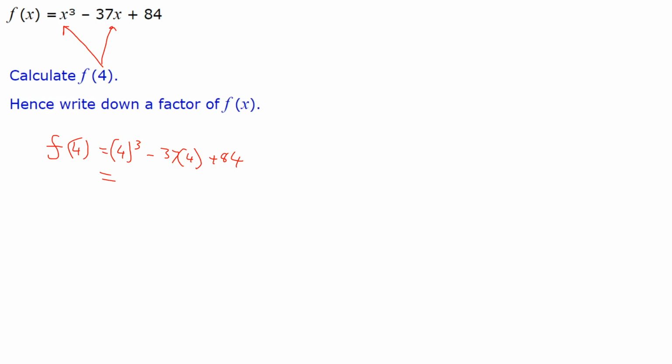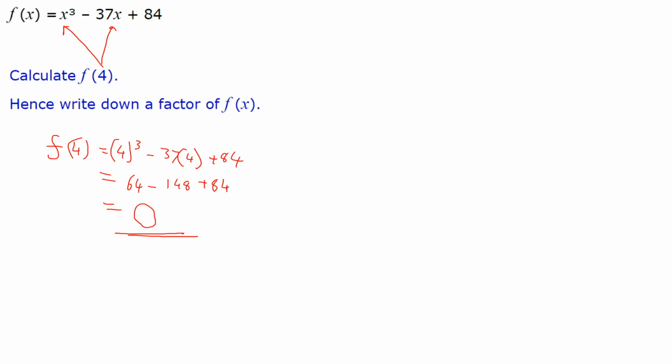So 4 cubed is 64. 37 times 4 is going to be, minus is going to be minus 148. And then plus 84 at the end. And when you add those numbers up together, we're left with an answer of 0. And whenever we do the factor theorem, this is what we're after. We want 0 as an answer. Okay?